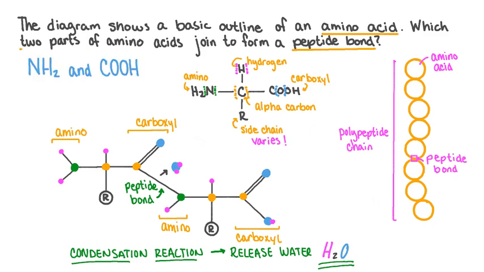So, the 2 parts of amino acids that join to form a peptide bond are NH2, or the amino group, and COOH, or the carboxyl group.